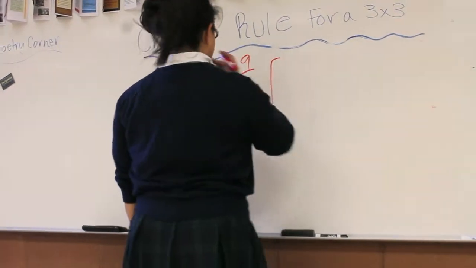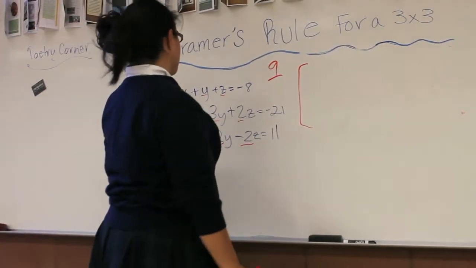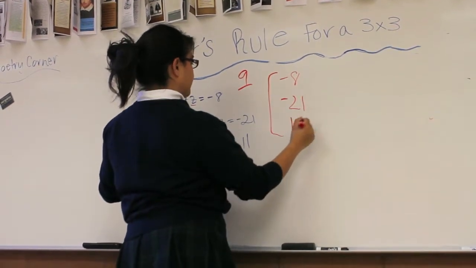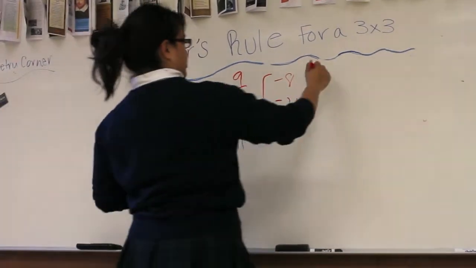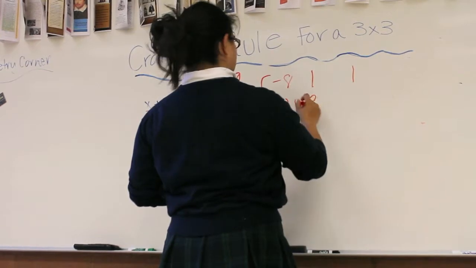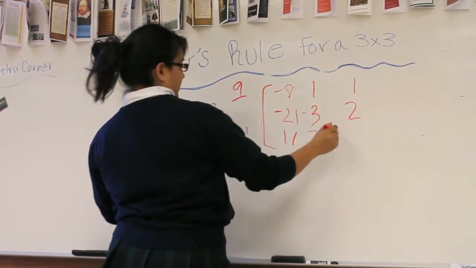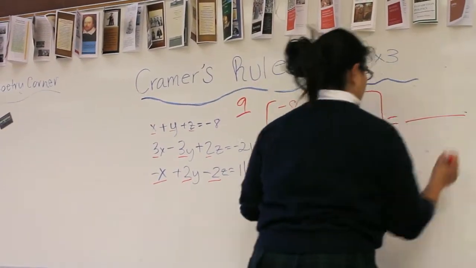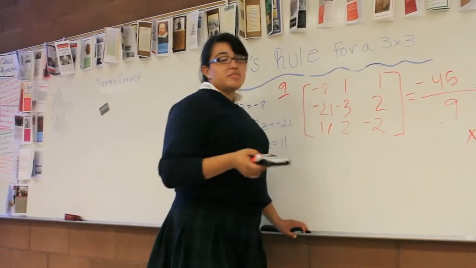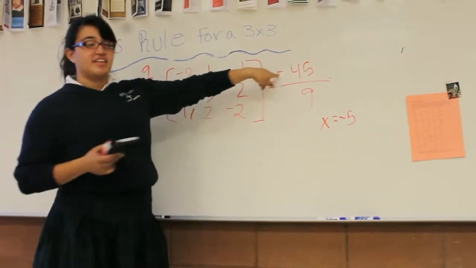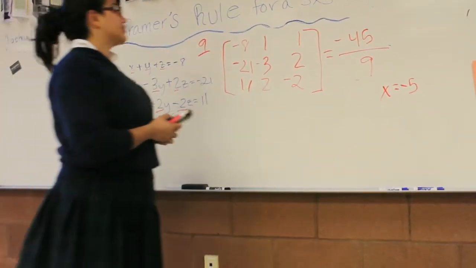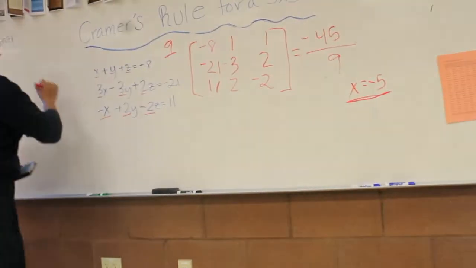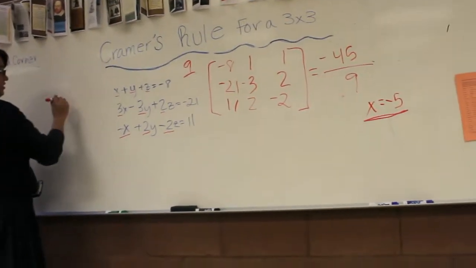Let's set up our next matrix, which will be to solve for x. Here we go. We'll plug in -8, -21, 11, and then we fill in the rest with our other numbers. So it'll be 1, 1, 3, -3, 2, 2, and -2. Now we'll use our handy dandy calculator again to find the determinant of this problem. We'll divide it by 9. Using my calculator, I found out the determinant for this matrix is -45. And knowing that, I'm going to divide it by my first determinant, which was 9. So -45 divided by 9 equals -5, which will be my answer for x. We can write this over here. X is -5.